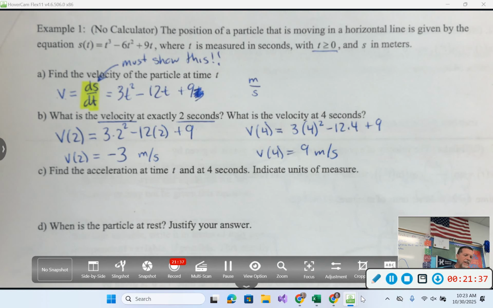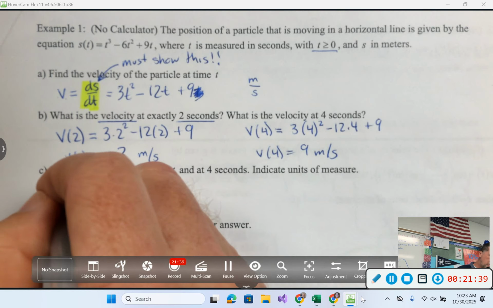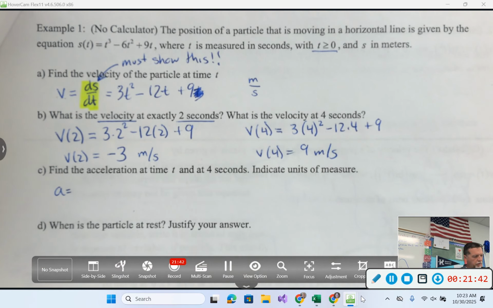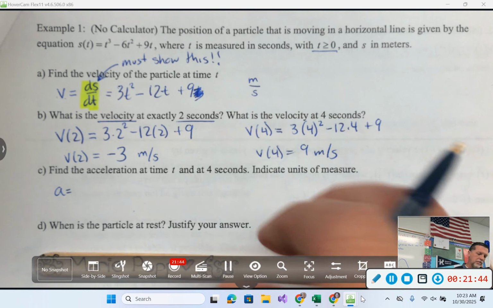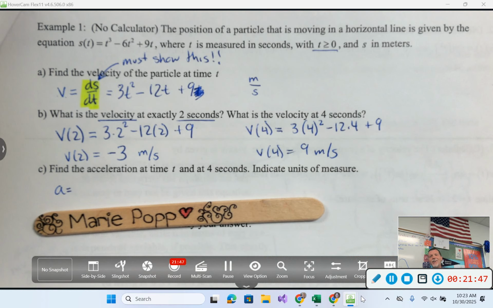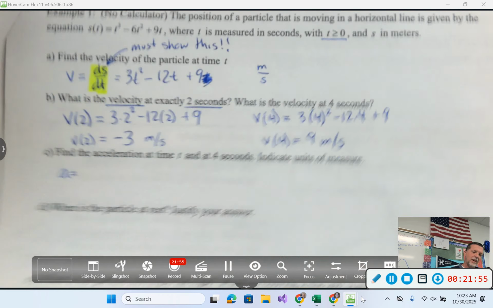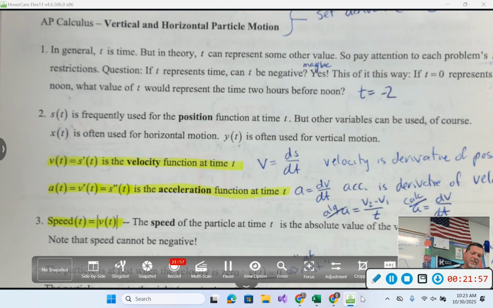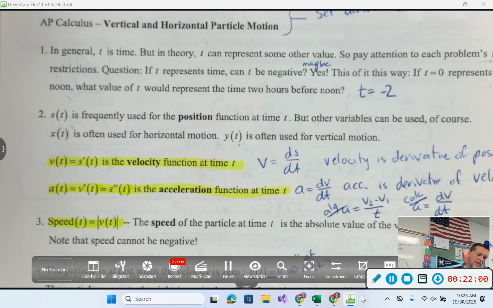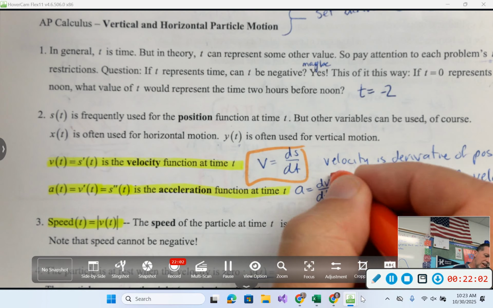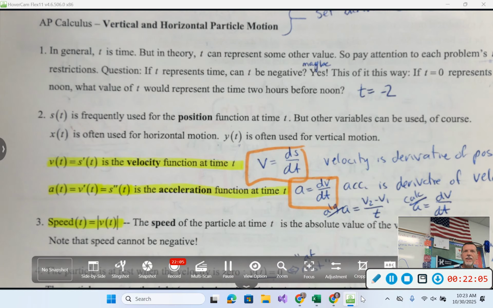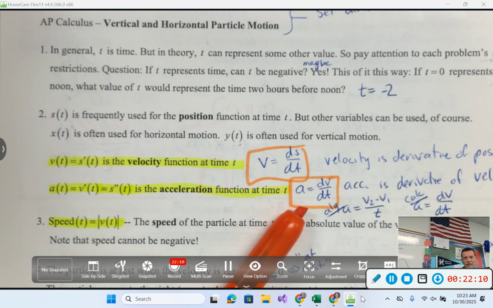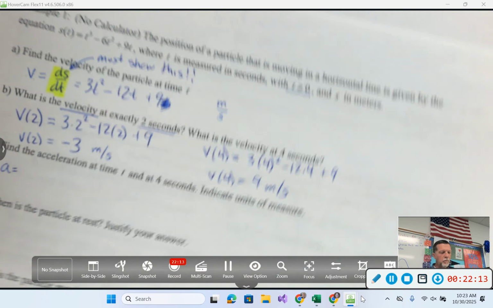Find the acceleration at time t and at 4 seconds. Well, I know we just did this, so maybe this is cruel, but what the heck? Marie can do it. How do I find the acceleration? I don't want the answer yet, just how do I find the acceleration? Yep, you're right, you're looking in the right spot. It is another equation, but how do I get that equation? Be careful how you phrase that.